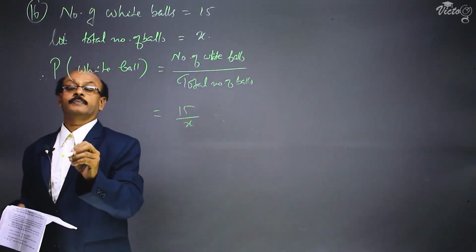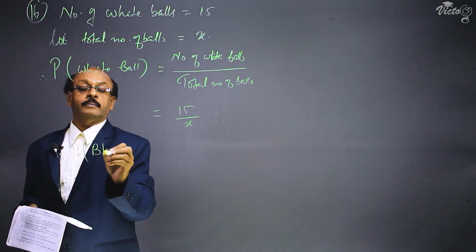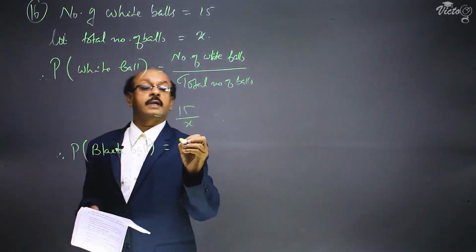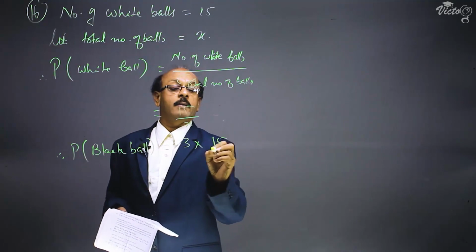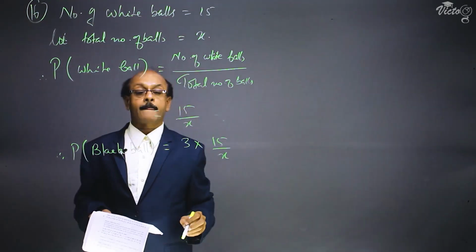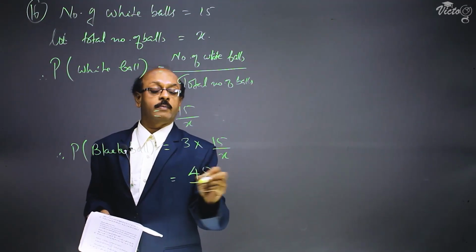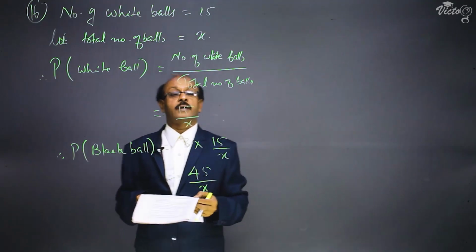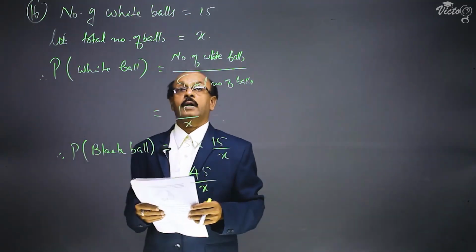Therefore, probability of getting a black ball is equal to 3 times 15 by x, which is equal to 45 by x. We have to find out the number of black balls in the bag. For that, we have to find the total number of balls.